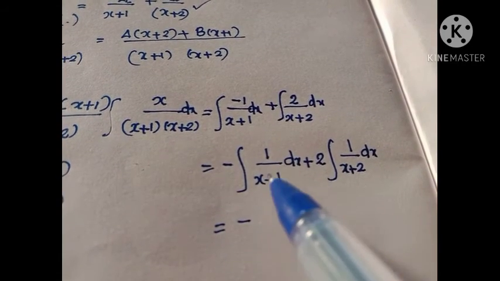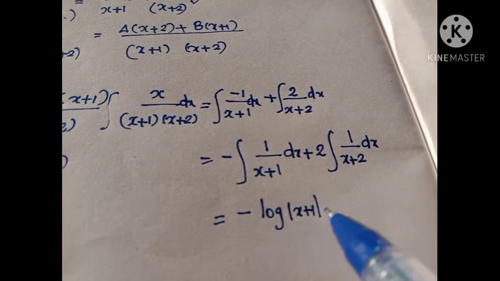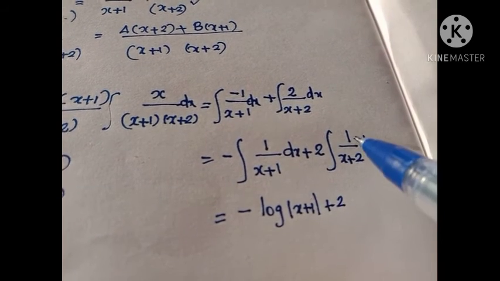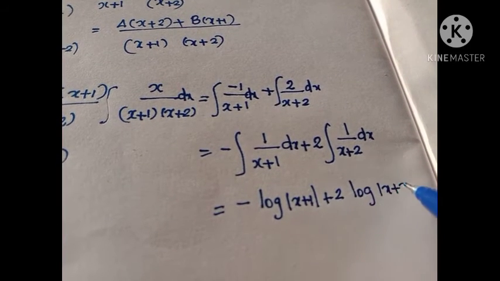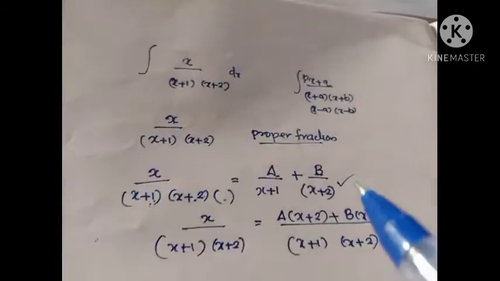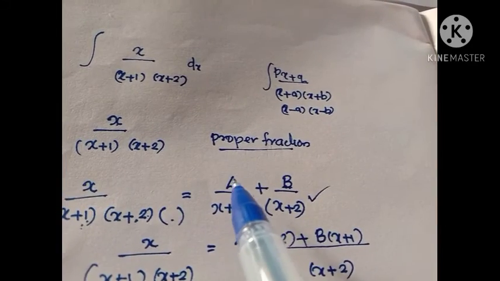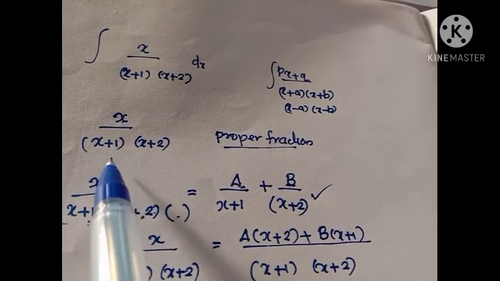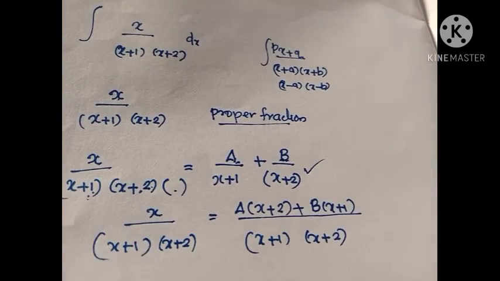Now what is the integral of 1 by x plus 1? It is log x plus 1, plus 2 into integral 1 by x plus 2, which is log x plus 2, plus c. So this is our answer. Okay. So the method is that we need to introduce some partial constants with respect to the given denominators or the factors given in the denominator.